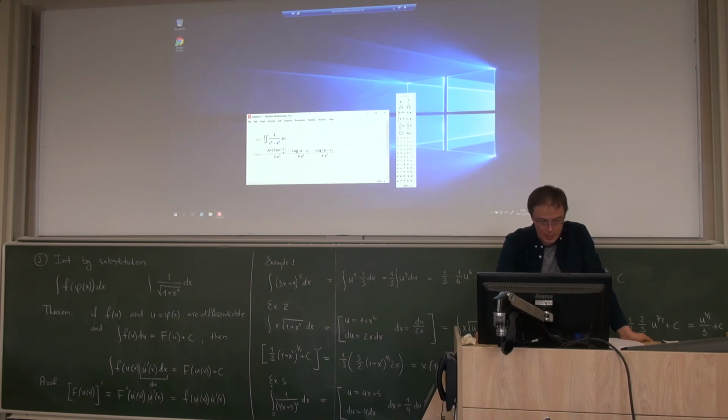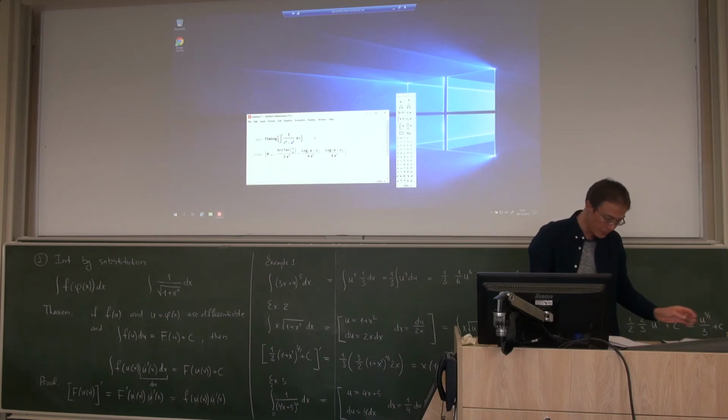We can actually time it, I think. Timing. Yeah, so the time is so short it couldn't measure the calculation of this. But you can see arc tangent, and log, and so on. It would have been quite a story if we were to do it by hand.